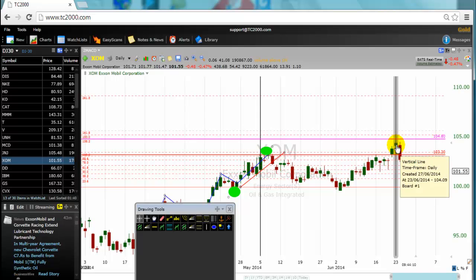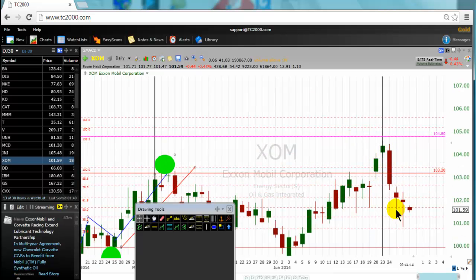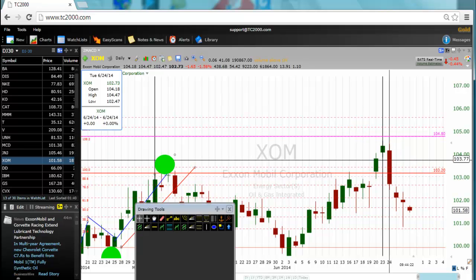Look, again here we are, and I again have a vertical line. It's Monday, so today is Friday, Thursday, Wednesday, Tuesday. Look at that. This is this week. Look on the top left corner: Tuesday, June 24th, 2014. Is it nice, this strategy?